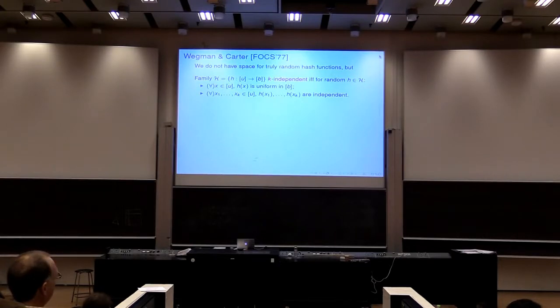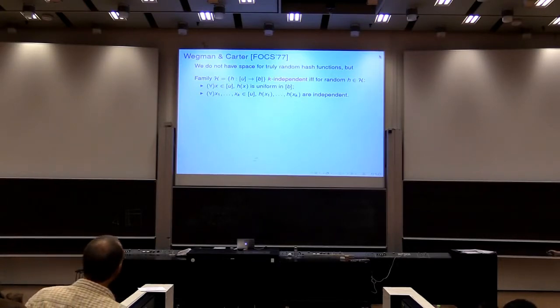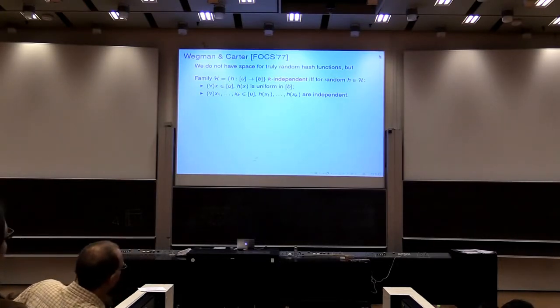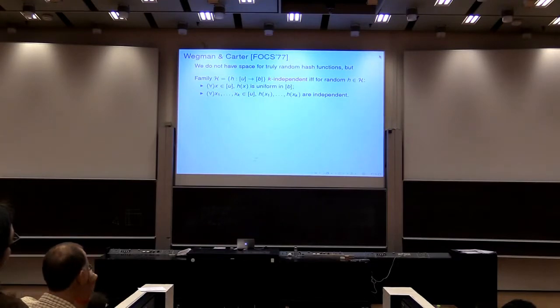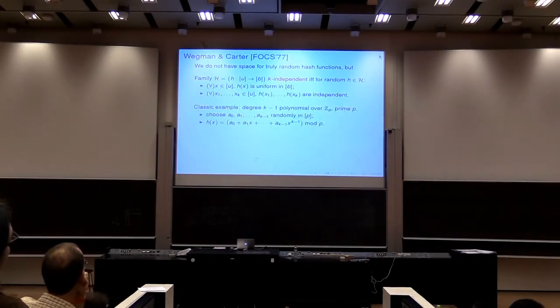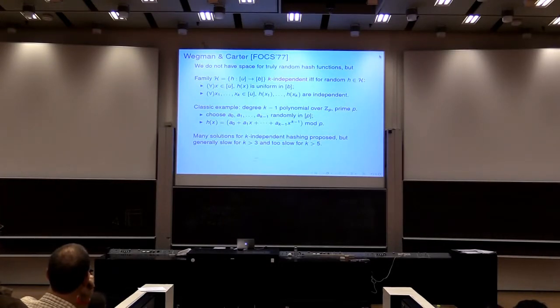Okay. So how have people dealt with not having true randomness? There's this concept, as Rasmus mentioned, that a k-independent hash function is truly random on any k keys. The classic example is polynomials. And we have many solutions, and they're more or less fast, but it tends to get quite slow when we look at independence bigger than 5.